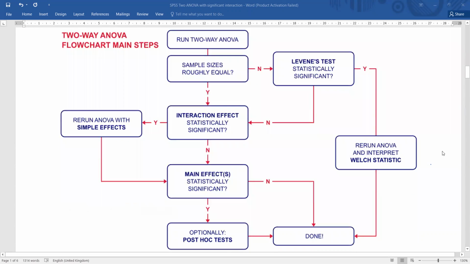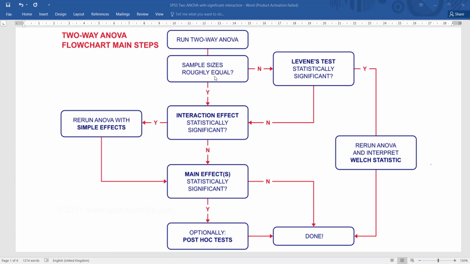This is the important thing. The complete flow chart of two-way ANOVA is very important. All the procedures, all the steps of two-way ANOVA are described here. Run the two-way ANOVA in SPSS, whether the sample sizes are equal or not. If the sample sizes are equal, we move in this direction. If the sample sizes are not equal, we can apply the Levene test. The Levene test tests the significance of the variances, whether the variances are the same or not.